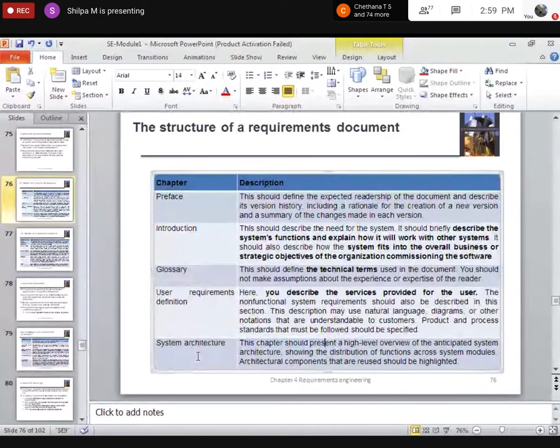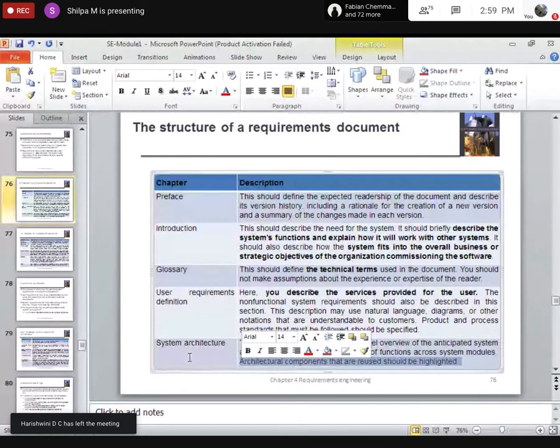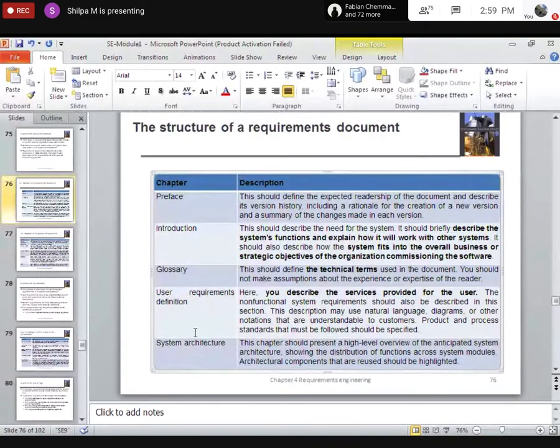Next, you have system architecture. This gives the high level overview of the system architecture. It will not say how the system will be developed or what the system is doing; that will reflect through a high level architecture and the different modules which will be there. Why is this required? Because in case you're reusing some modules of some other product, that has to be highlighted. So that is given within the system architecture.